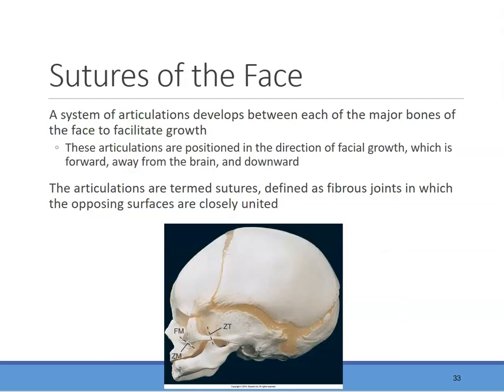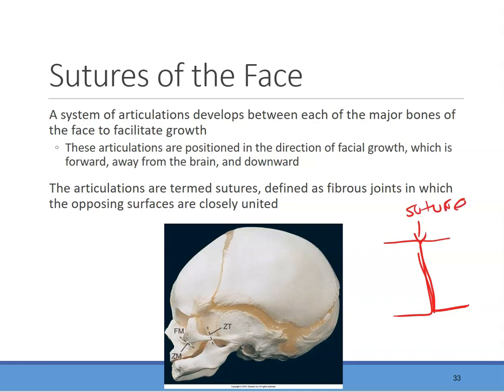We also have sutures of the face. When we're looking at sutures, a suture is basically where two bones meet together. So we have a bone here and we have another bone here, and when they meet, this over here is a suture. Okay, so when the bone meets, it's a suture. The joining of bones is a suture.